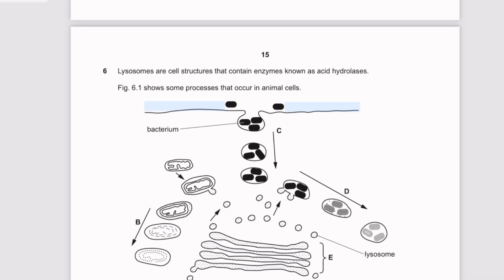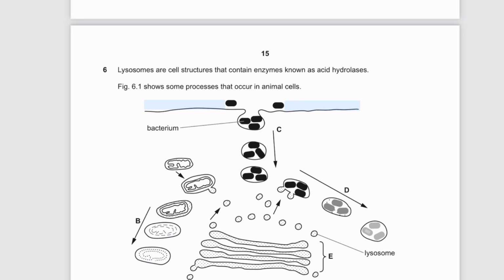Okay, lysosomes, let's see what we have here. Lysosomes are going to fuse with the endocytic vesicle, and they're going to release the hydrolysis enzymes, which include things like protease, nuclease, and what else do we have? Breakdown of proteins, breakdown of nucleic acids, lipase, breakdown of lipids. Okay, so let's go ahead and do this.